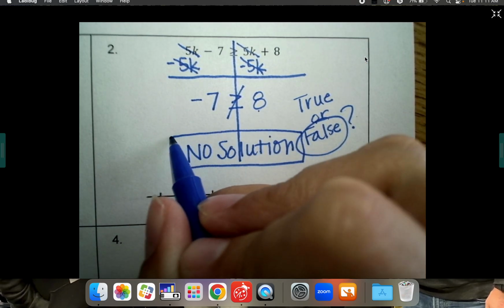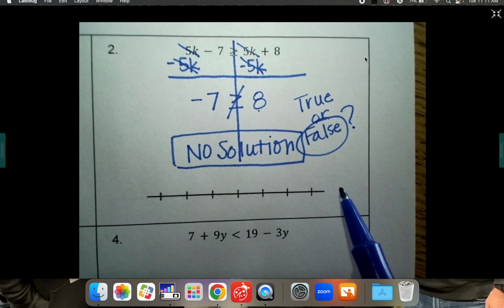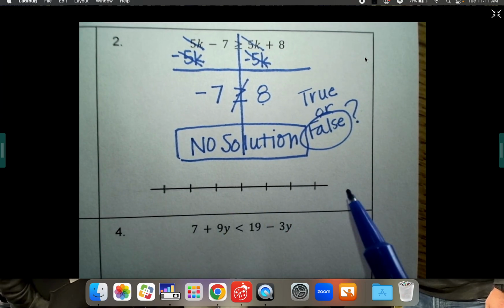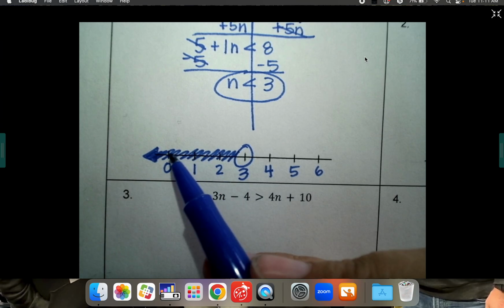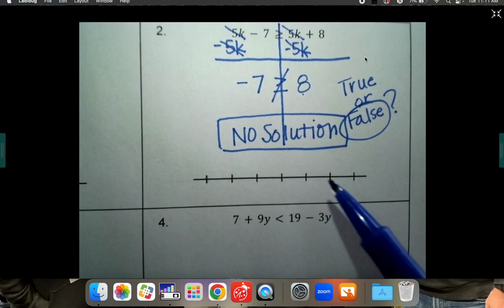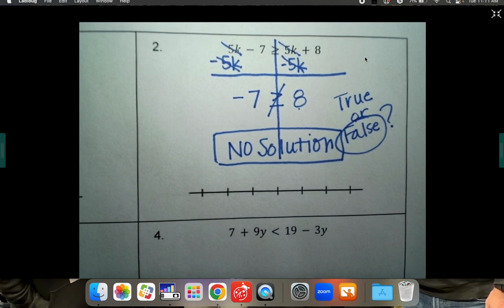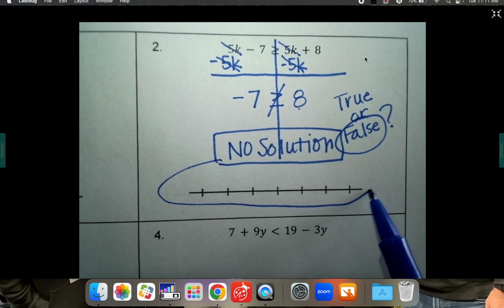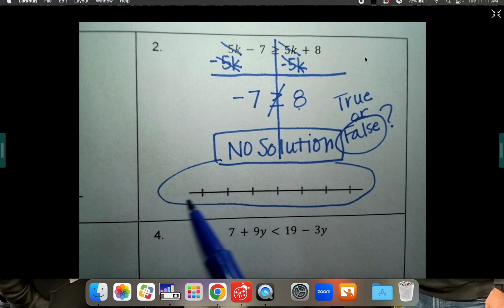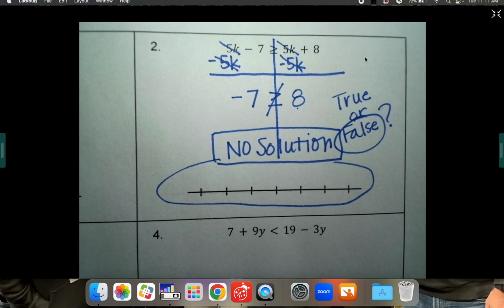So let's think about what a no solution graph would look like. If I'm supposed to graph and shade in all of the solutions, but there's no solution, then that means my graph is done without anything being shaded. This is the answer. There's nothing shaded because there's no possible solution. Okay, let's try number 3.